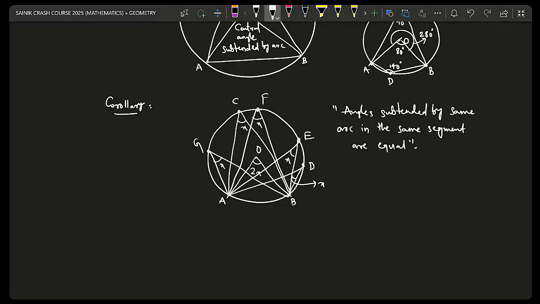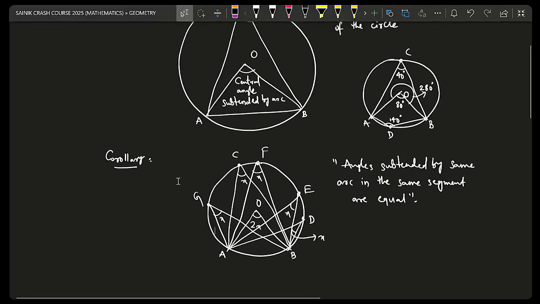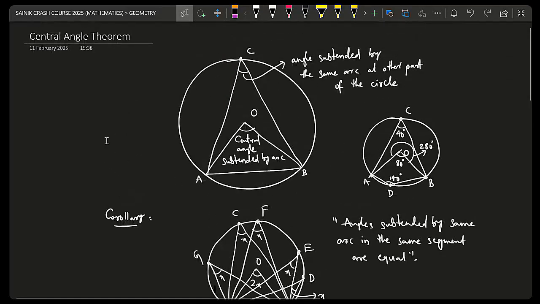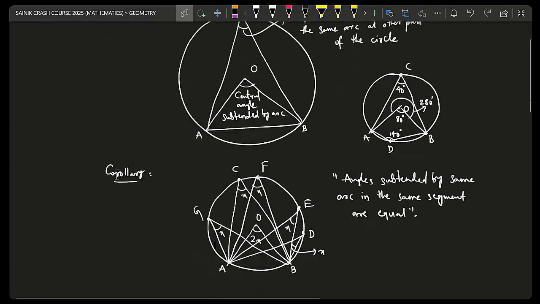So these two statements are very important. The first statement is called the central angle theorem. I repeat again, what is the central angle theorem? The angle subtended by an arc at the center is double or twice the angle subtended by the same arc at any point on the remaining part of the circle. And what is the corollary? Corollary is simple. Angles in the same segment are equal.